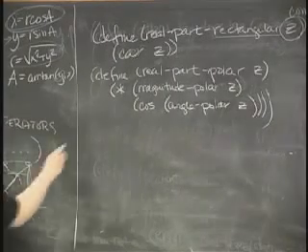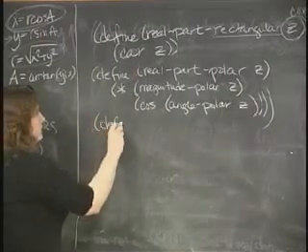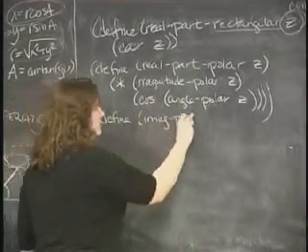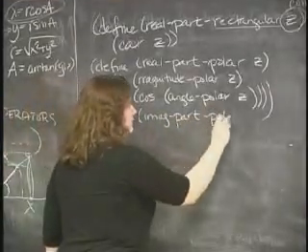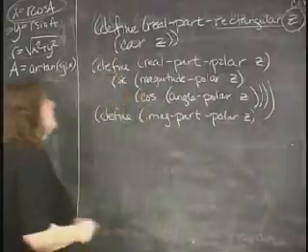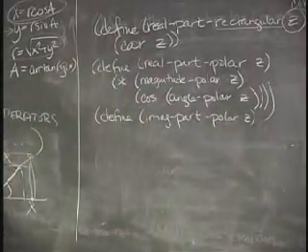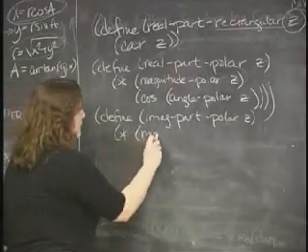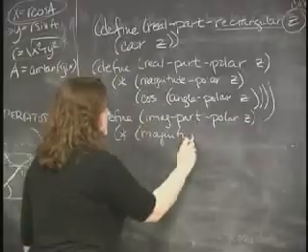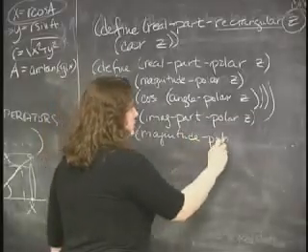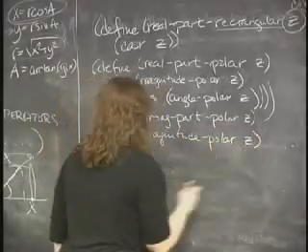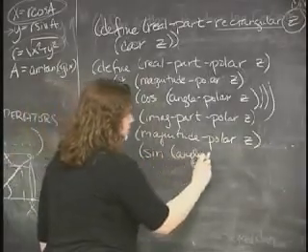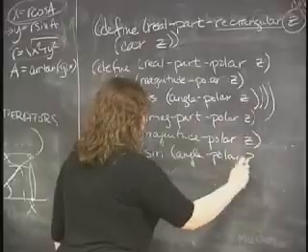What if we want to get the imaginary part of a polar number? Change cosine to be sine. So I'm going to multiply the magnitude of polar z times the sine of the angle of polar z.